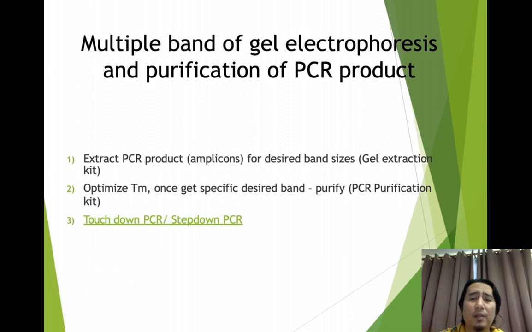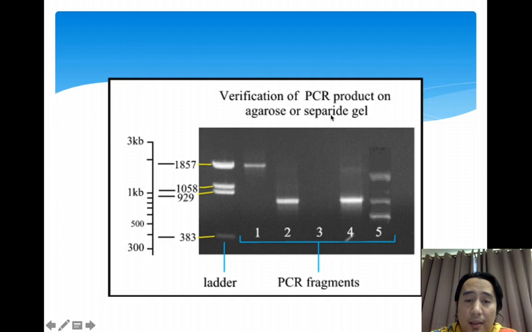First, extract the PCR product amplicon for the desired band using gel extraction kits. After you amplify your PCR product, you have to run your gel electrophoresis, and this band, you need to purify. If you remember, I taught you how to do plasmid extraction. The second final step before DNA resuspension, you have to purify the plasmid or purify the DNA.